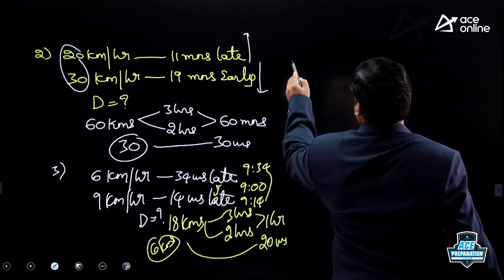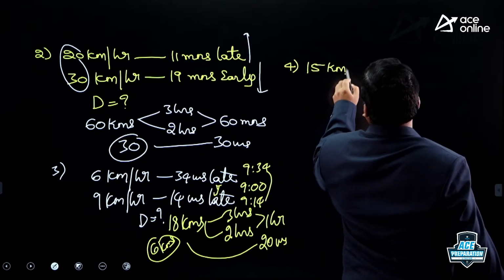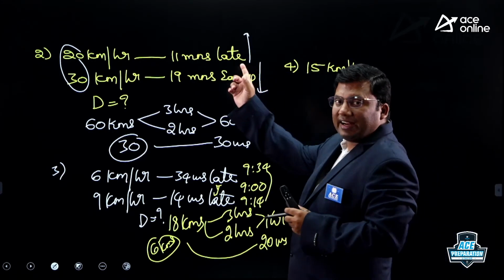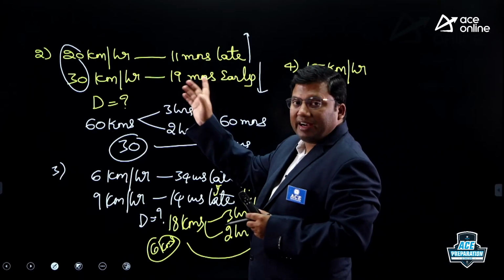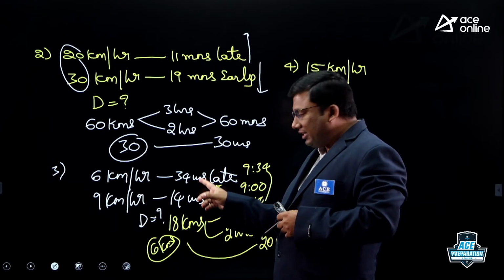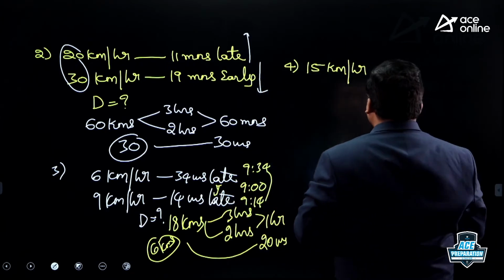Idea clear? Fourth one. 15 kilometers per hour. If it is late and early, I need to add it: 11 plus 19 is 30. If it is late and late, I need to subtract it: 34 minus 14 is 20.